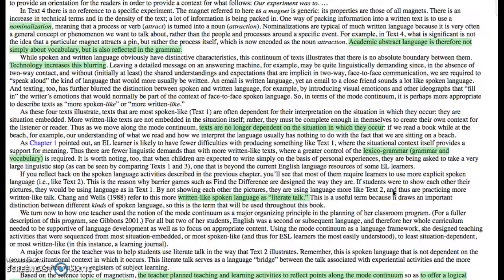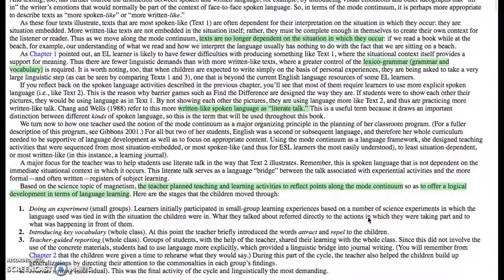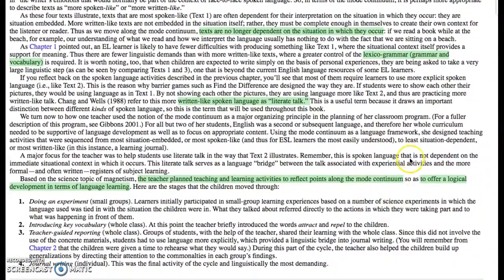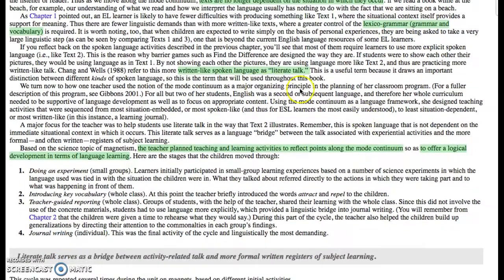and text messages. It makes it more difficult to understand whether it's more spoken-like or more written-like, as we can see here. But moreover, texts are no longer dependent on the situation in which they occur. Gibbons also introduces the concept of lexicogrammar, which is grammar and vocabulary. And also the idea of literate talk, which is written-like spoken language.